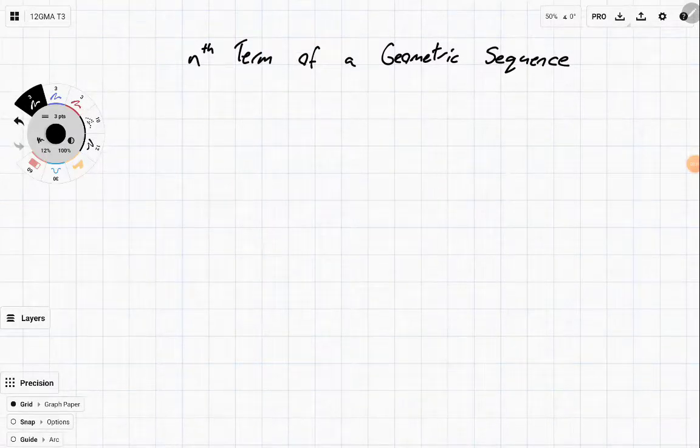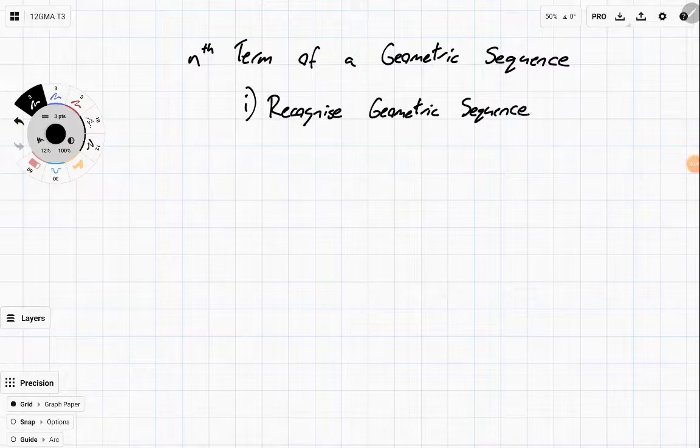So, two things in here. We want to be able to recognize geometric sequences, and then we want to be able to predict using them. And we're going to be using the general rule.